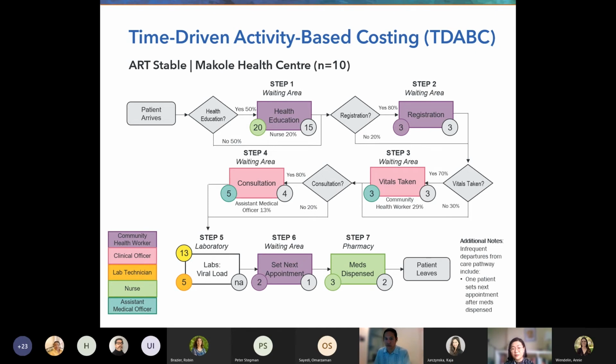You can see from the example on the slide with all of those diamond-shaped decision nodes that the 10 ART stable patients shadowed received slightly different care, with some receiving an extra session on health education, while others didn't, and not everyone went through registration and vitals, or even a consultation before they received their antiretroviral medication.